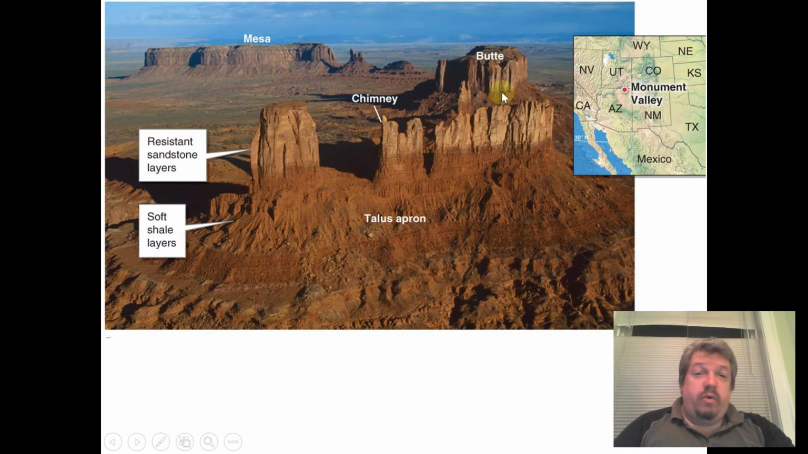And all the rocks that wore away, by the way, just kind of accumulate here like a screen around it. They call it a talus apron. That's all the rocks that have fallen off.